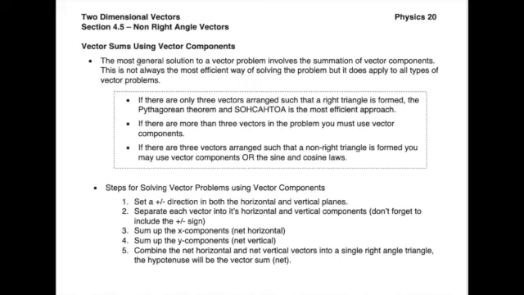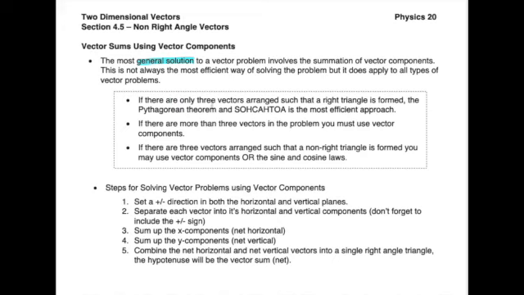Now this is the most general solution, and what this means is that this one's going to always work. So it doesn't matter how many vectors there are or how they're oriented, you can always use vector components to solve it. The reason why we sometimes don't use it, or often don't use it, is it's not always the most efficient way of solving it. So it works for everything, but it's not always the easiest way to go. So there's really three cases that we're going to have to look at.